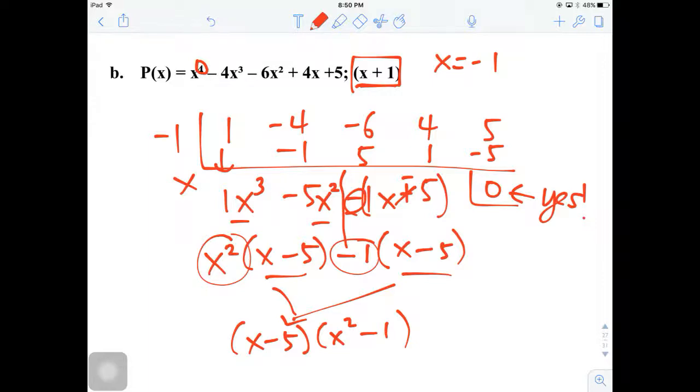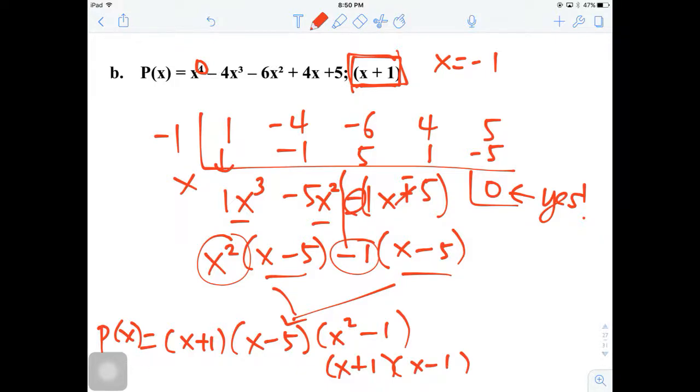And then don't forget we have this original factor in the front. So we can rewrite this as p of x is equal to, right here, this whole thing. But we are not done yet. If you take a look at the last factor that we just found, that is actually a difference of squares. So we can actually factor this into x plus 1 and x minus 1. And then we're going to bring the rest of it down. So that's going to be x plus 1 times x minus 5.